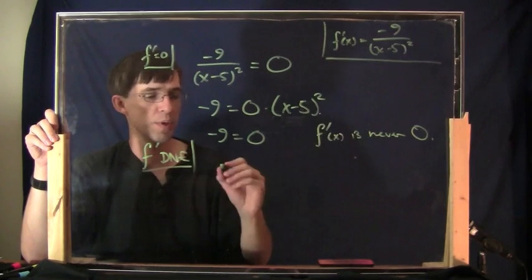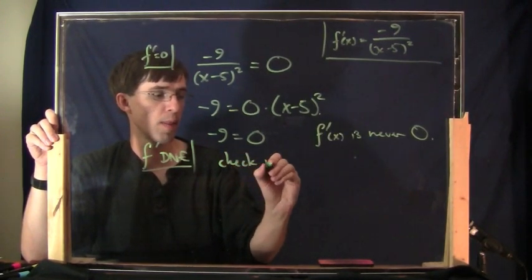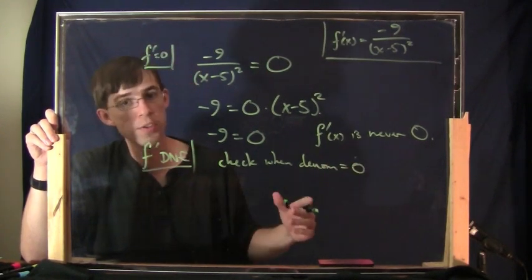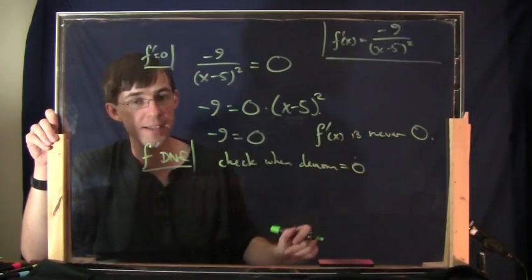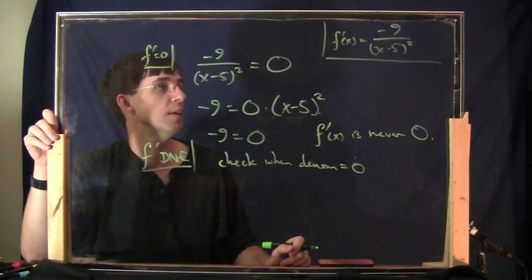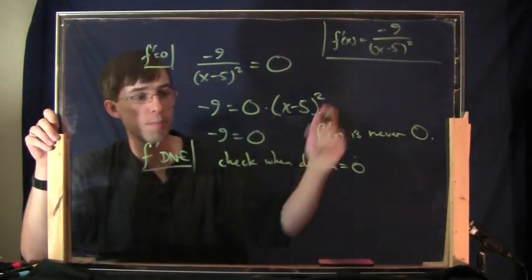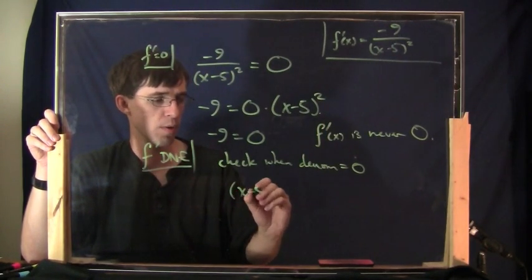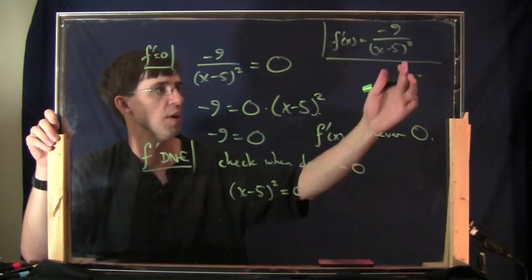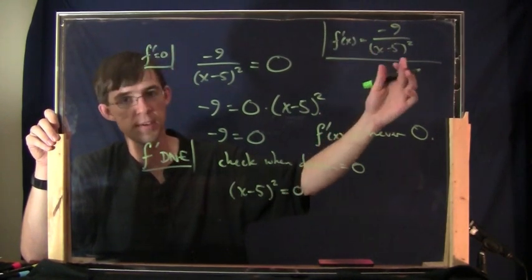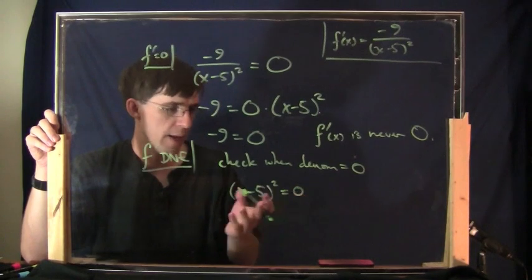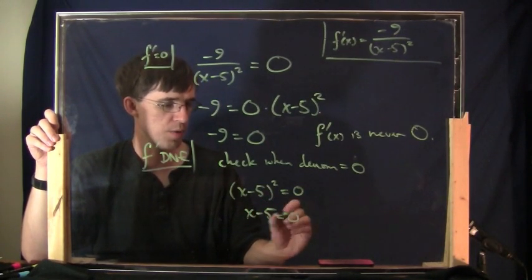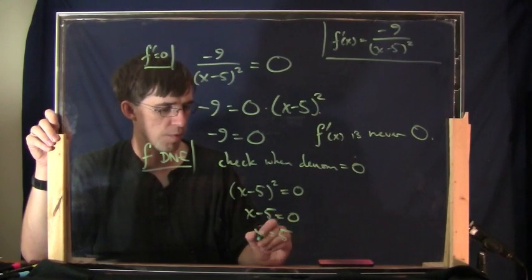Well, what are we going to check? We need to check when the denominator is 0, right? That's what will cause a formula like this to not exist. Is it possible for the denominator to be 0? You bet it is. The denominator is (x minus 5) squared. You can kind of do this in your head, but when is it going to be the case that (x minus 5) squared is 0? You could take the square root on both sides. It'll say x minus 5 equals 0, and then you add the 5, x equals 5, all right?